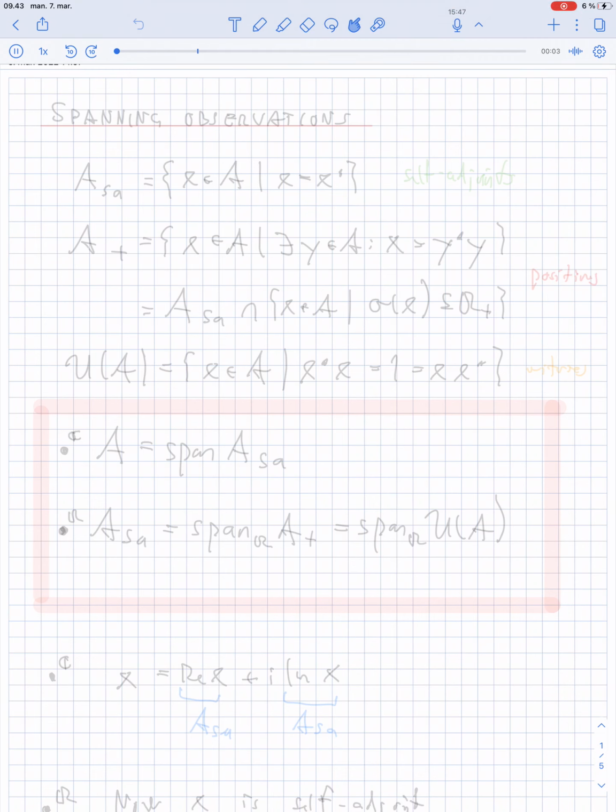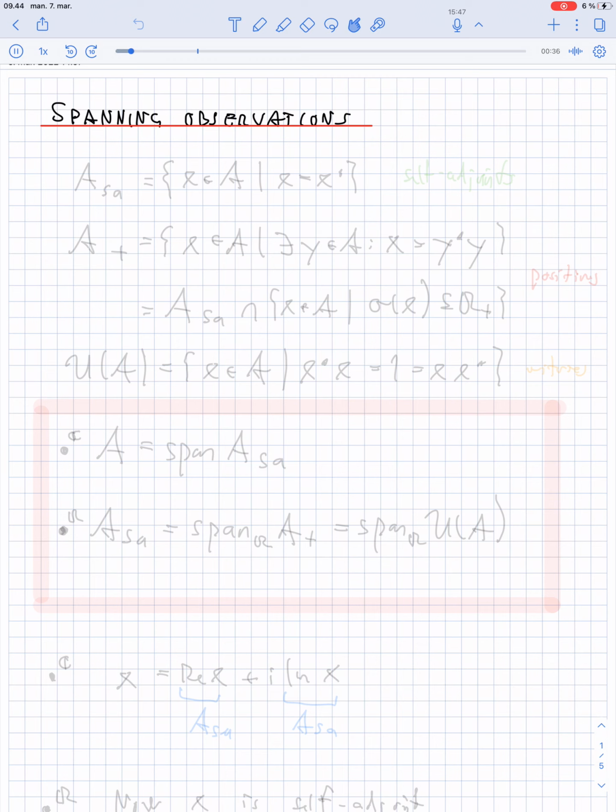So in this somewhat shorter pencast, I just want to talk about what we might call spanning observations. This is the kind of thing that will turn out to be very useful in various situations, and which is now pretty easy actually to prove based on our work on the continuous functional calculus.